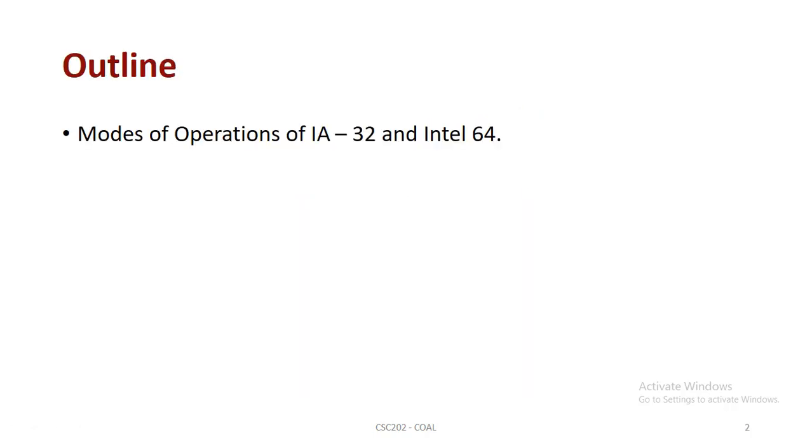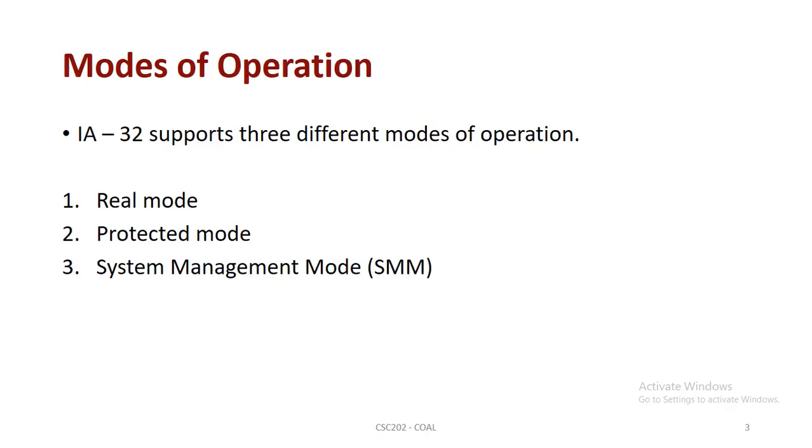In this lecture, we are going to talk about different operating modes of IA32 and Intel 64-bit microprocessors. IA32, or Intel 32-bit microprocessor, supports three different modes. The first one is real mode, then protected mode, and system management mode.